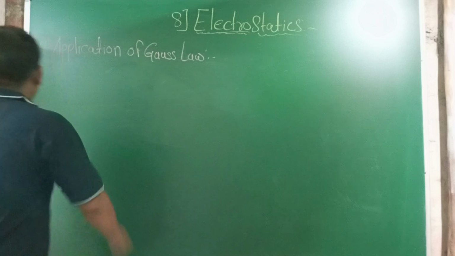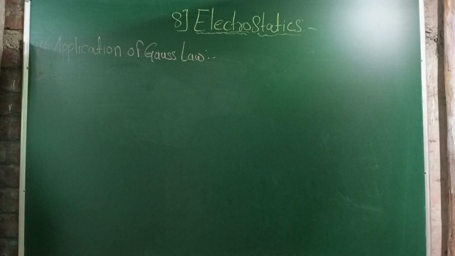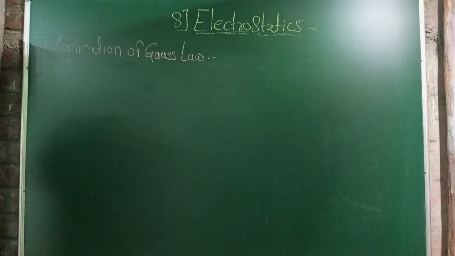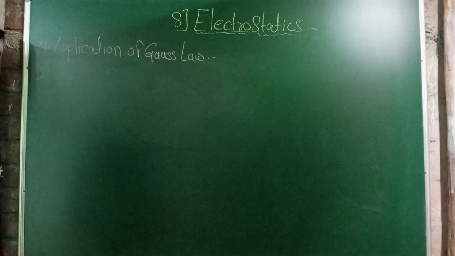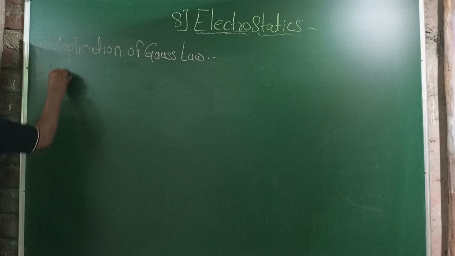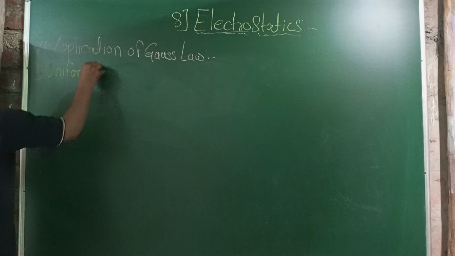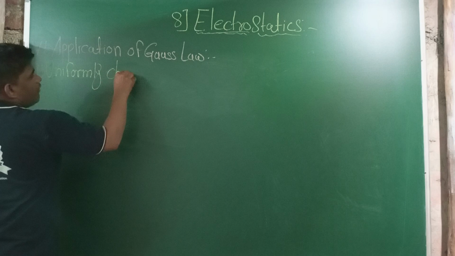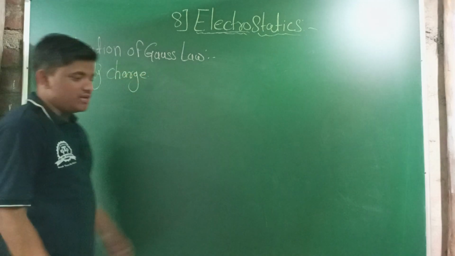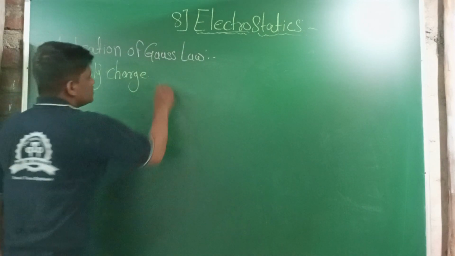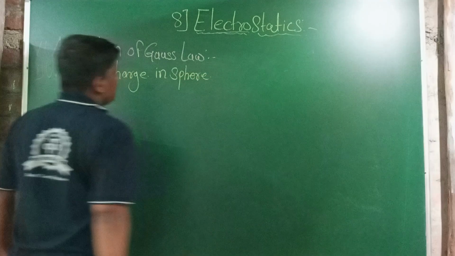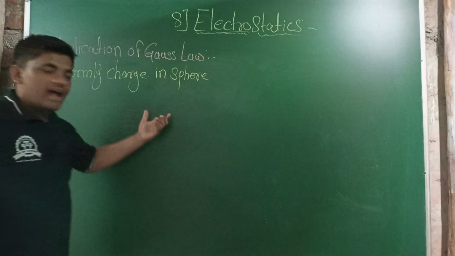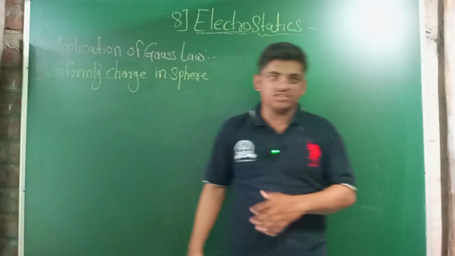In the first application, we start by obtaining the electric field intensity due to a uniformly charged sphere. The charge is distributed uniformly in the sphere, and we find how much electric field intensity there is for that type of Gaussian surface.